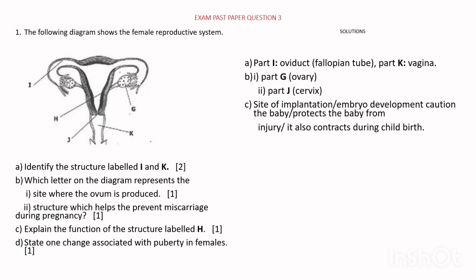Okay, we move to question D. State one change associated with puberty in females. Just say breast enlargement, fast growth of the body, hips widen. You can just mention one of those since they've said mention one.